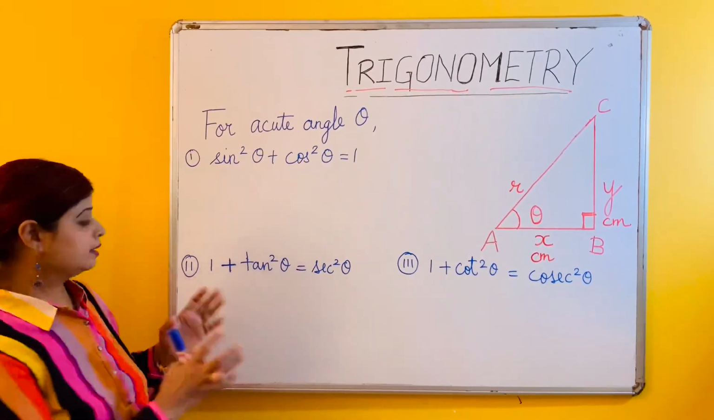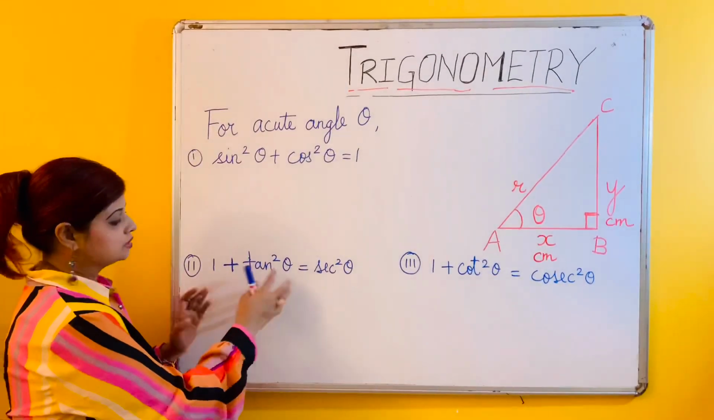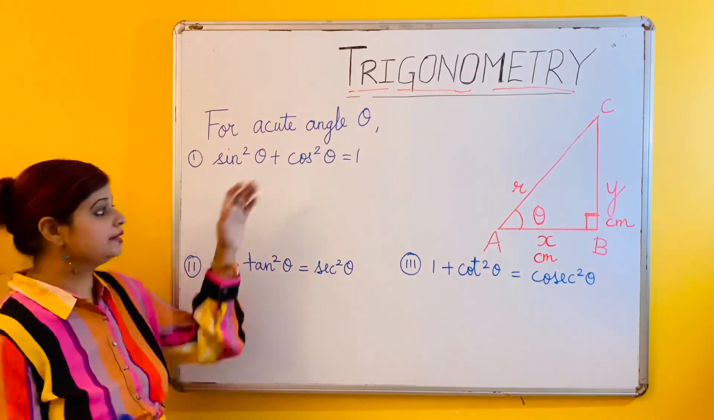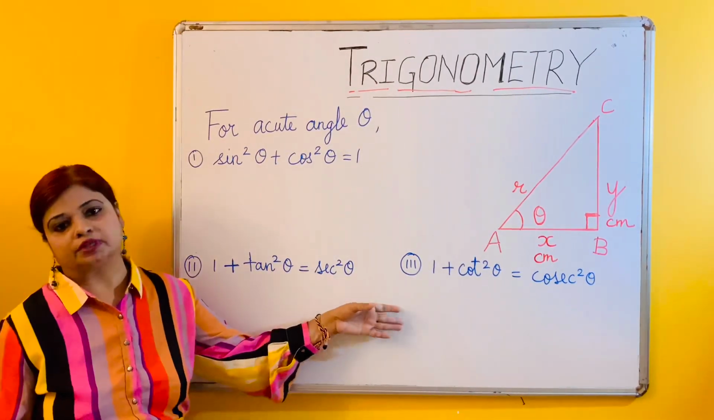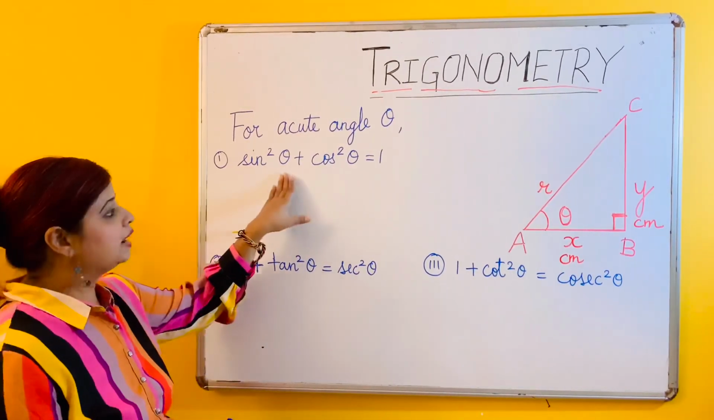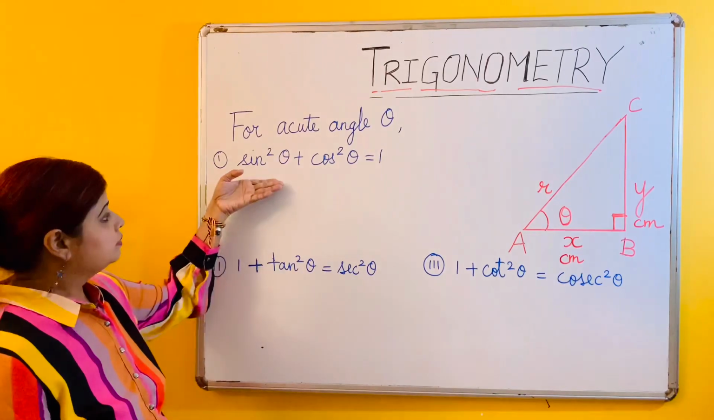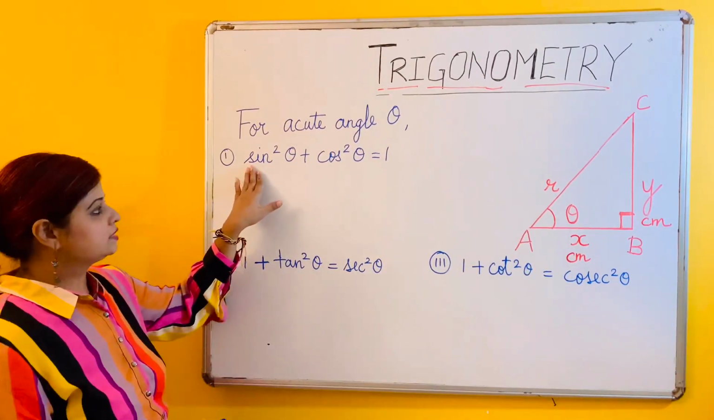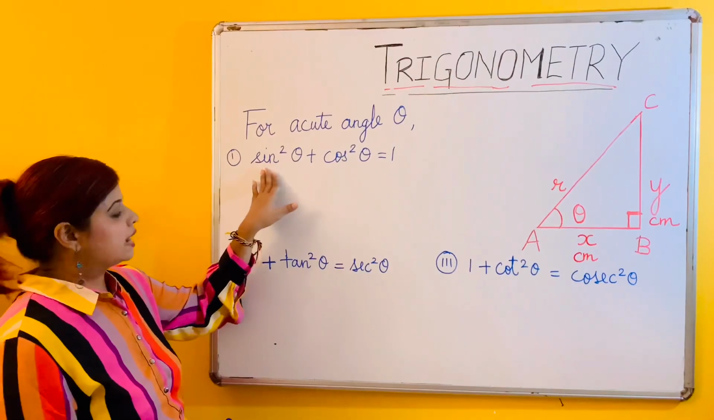Since 1 plus tan square theta equals sec square theta, you can write that, as it is an already proven formula. But here let me help you understand how you are going to prove it. So let's start with the first one. Sine theta here.